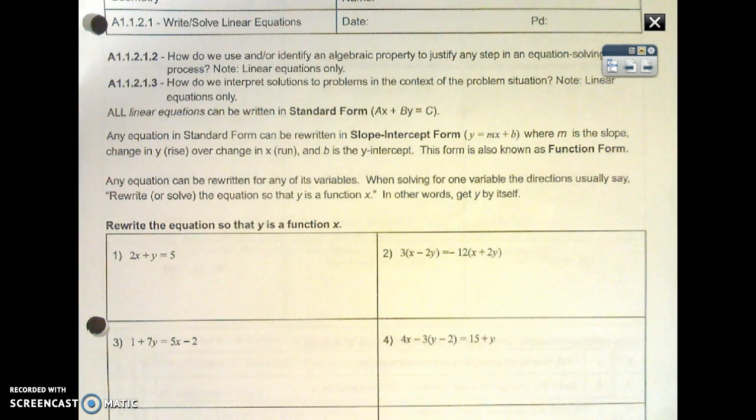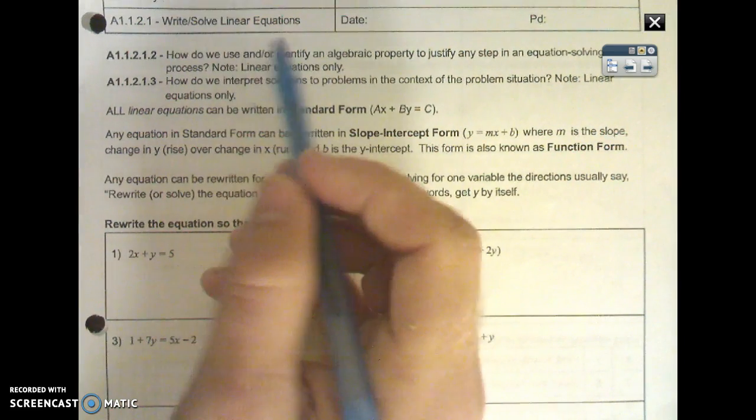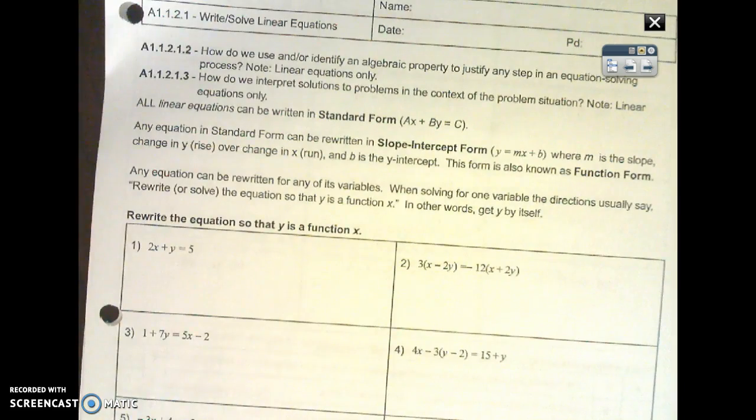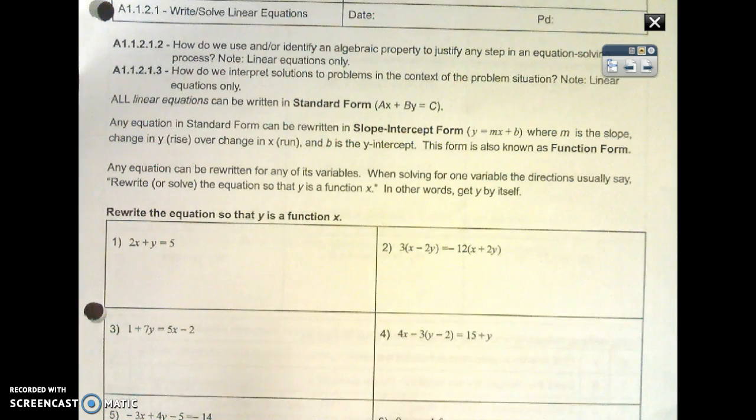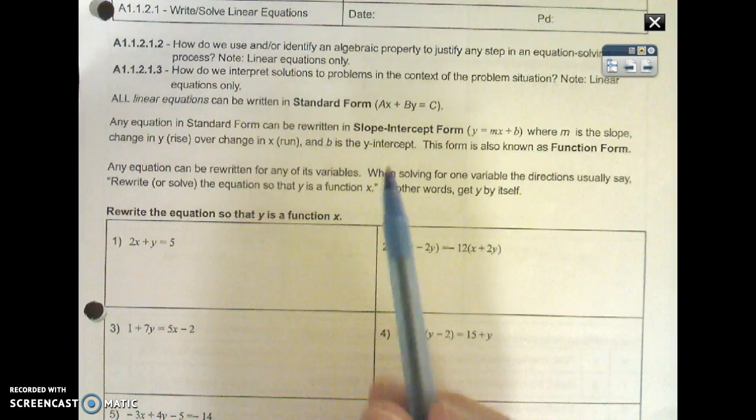We are going to take a look today at writing and solving linear equations. You guys have been doing this for many years, so it shouldn't be anything new for you, but let's take a look.